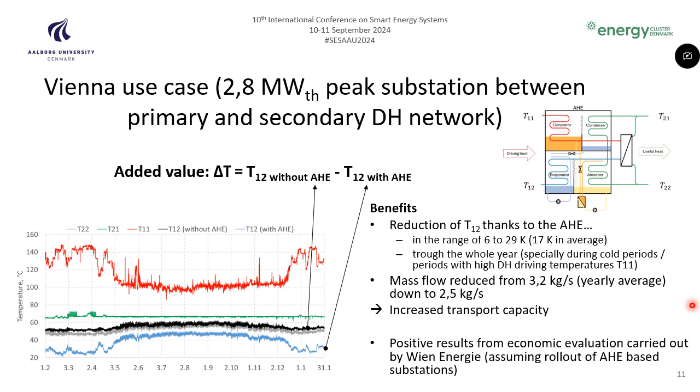This temperature reduction leads to roughly a 20% decrease in the primary side mass flow rate. This reduction in mass flow rate has important implications. It allows for the connection of additional customers, thus increasing the transport capacity of the district heating network. Finally, WindEnergy has conducted some economic evaluation of the absorption heat exchanger implementation, which has positive results, but I'm not able to provide the specifics about it.